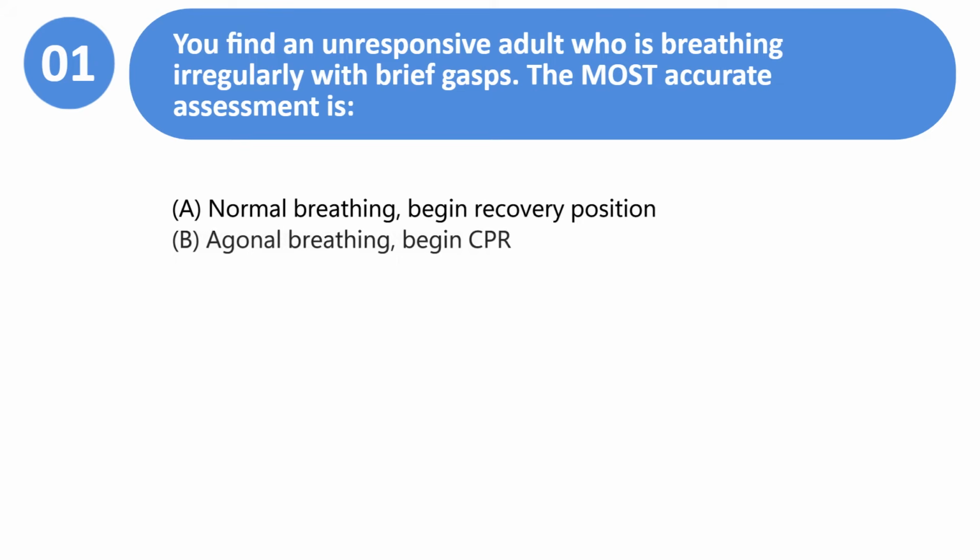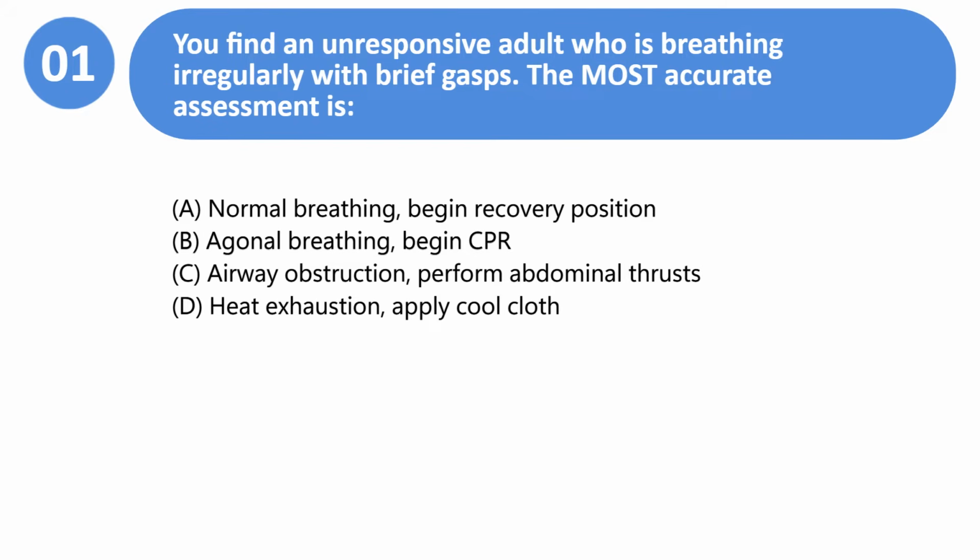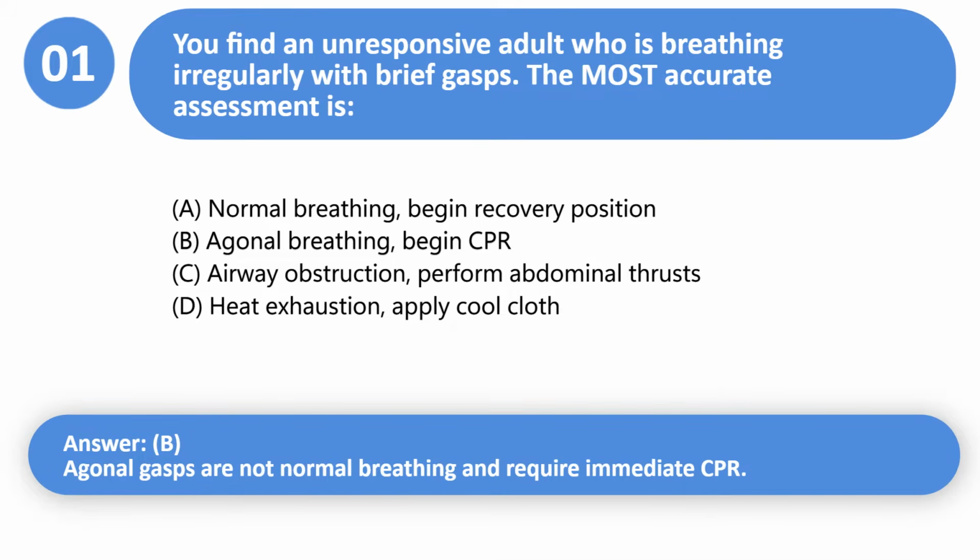You find an unresponsive adult who is breathing irregularly with brief gasps. The most accurate assessment is: A. Normal breathing, begin recovery position. B. Agonal breathing, begin CPR. C. Airway obstruction, perform abdominal thrusts. D. Heat exhaustion, apply cool cloth. Answer, B. Agonal gasps are not normal breathing and require immediate CPR.